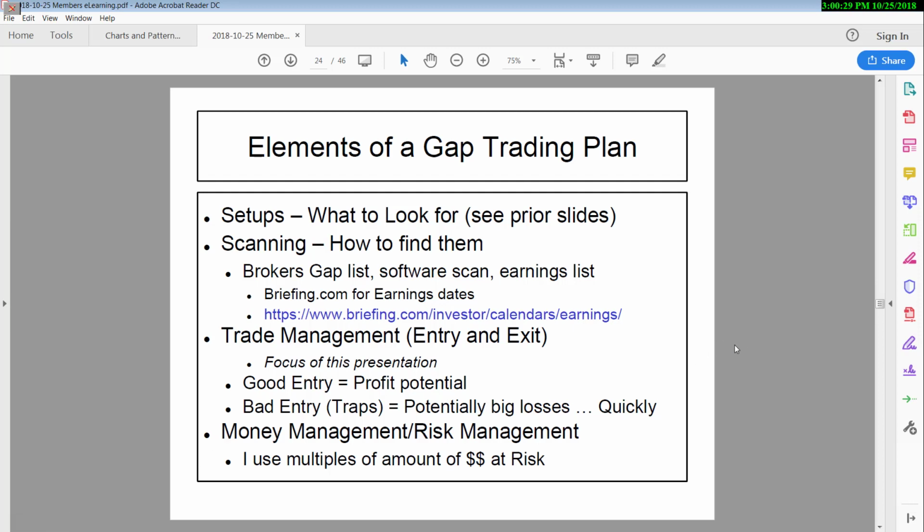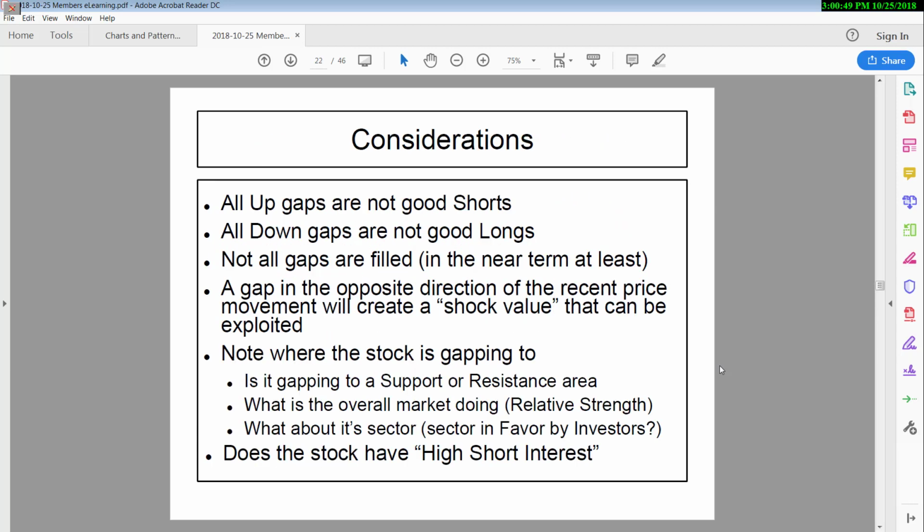All right, cool. Trade management is going to be the same as we did before. Good entry, you've got profit potential. If you have a bad entry, like you try to fade it and it starts to run the other way on a short squeeze, you can get run out of Dodge in a hurry. All right, let's go over that.